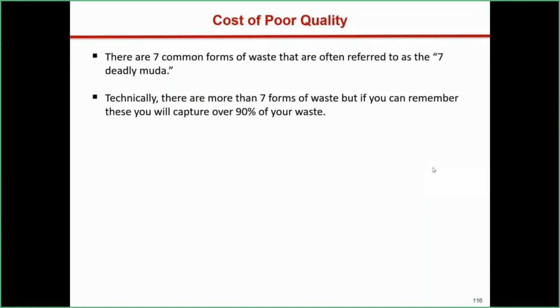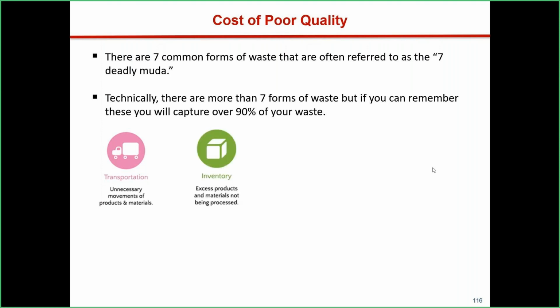There are seven common forms of waste that are often referred to as the seven deadly muda. Muda in Japanese stands for waste. Technically, there are more than seven forms of waste, but if you can remember these, you can capture over 90% of the waste in your processes. Transportation: unnecessary movements of products and materials. Like I'm just moving a piece of paper from one end of the office to the other end. It is not adding any value to the information that I'm carrying. So any kind of movement of the product or material is a waste.